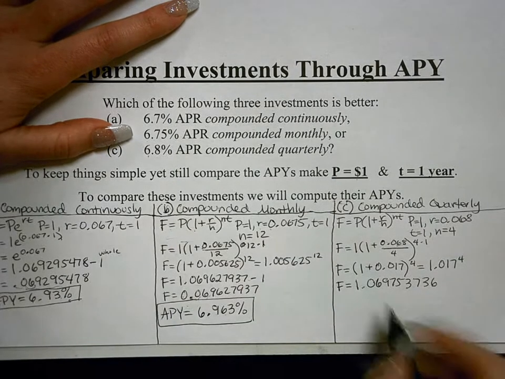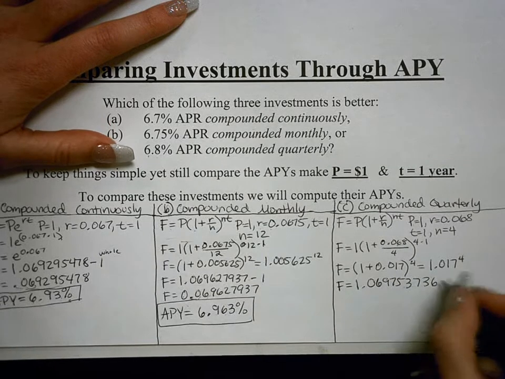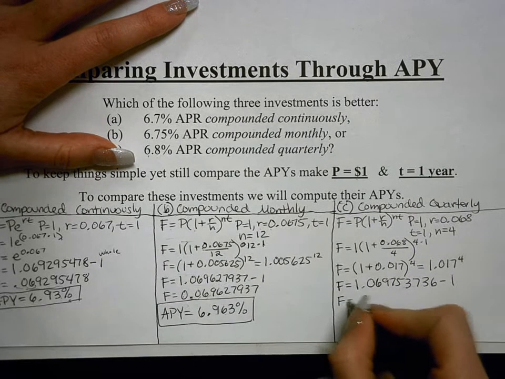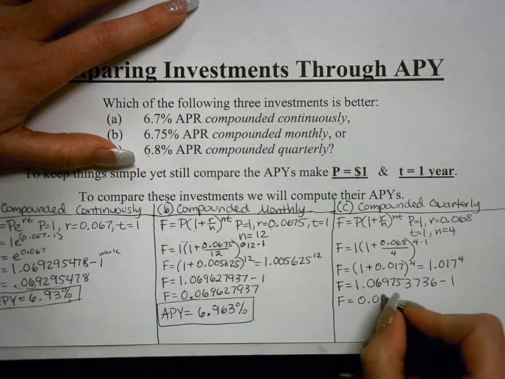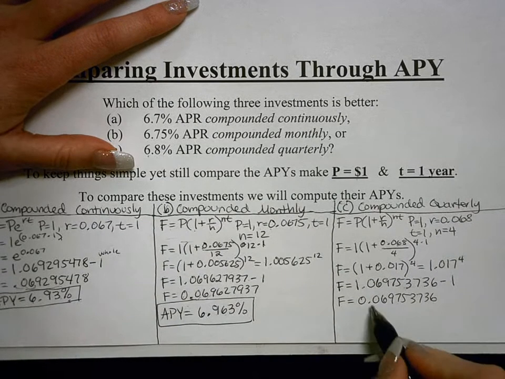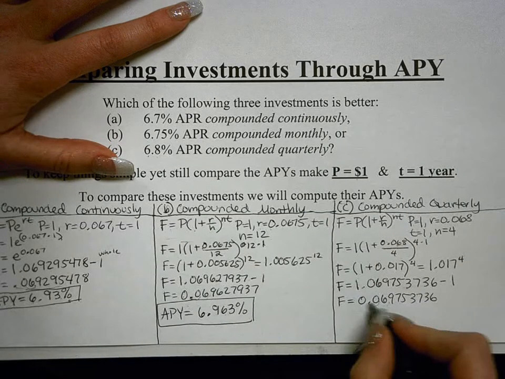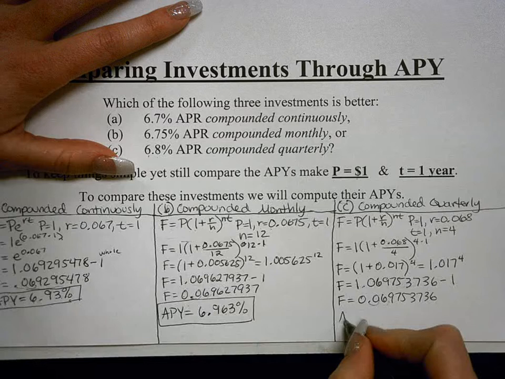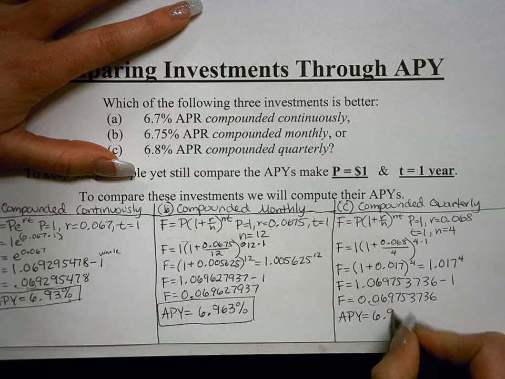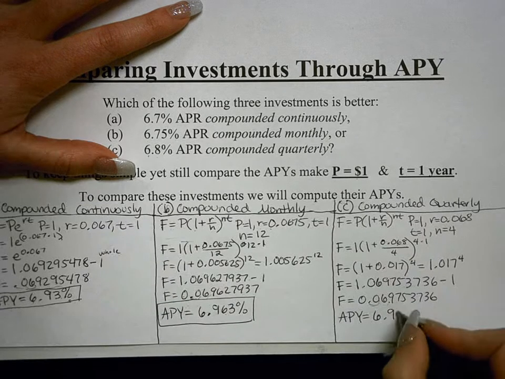This is like the percent increase. There's the whole and the APY there in the form of a decimal, so I need to subtract 1, subtract the whole. I'm left with 0.069753736. I change this decimal to a percentage, and my APY ends up being 6.975%.